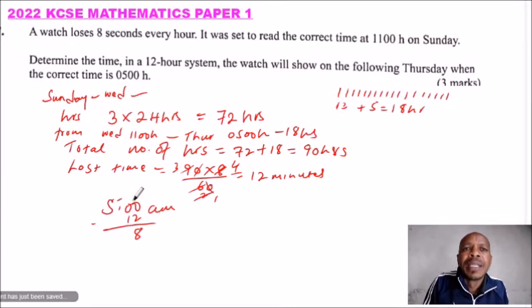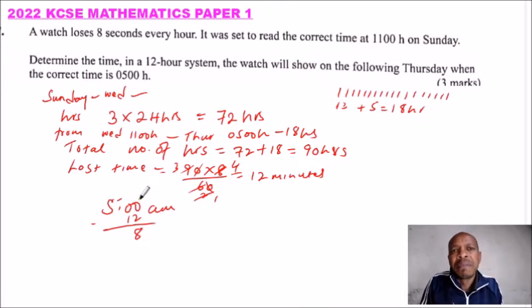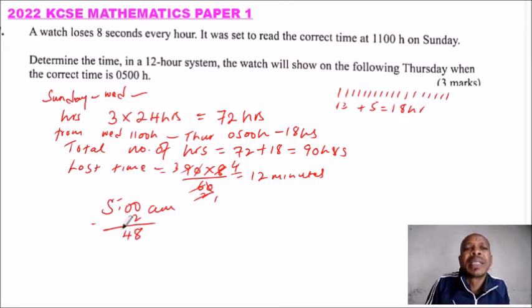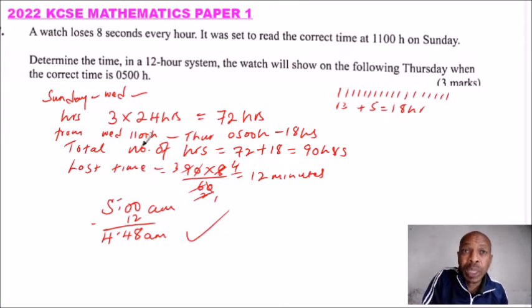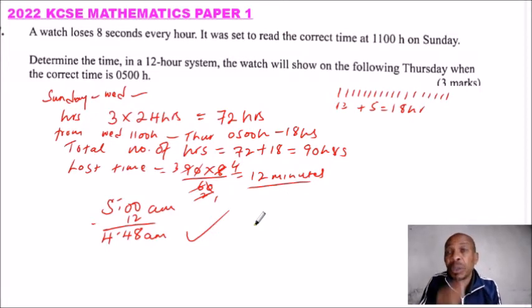You get 8. Here we have 0, carry 1, you get 8. Here we had borrowed 1 hour, so this is 50 minutes minus 1, so we get minus 10. The other we get 8, and here we got 4. So in the 12-hour system, it is 4:48 a.m. in the morning. That is what the watch will be showing, because over that time from Sunday to Thursday 5, it had lost 12 minutes. And that's how you work that out.